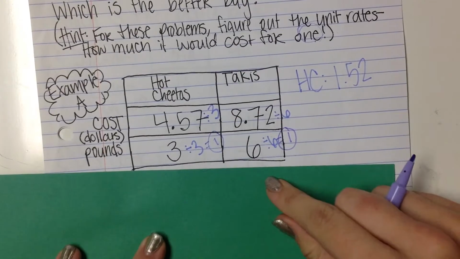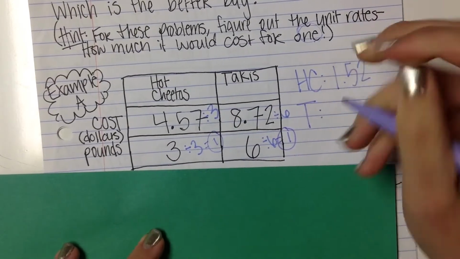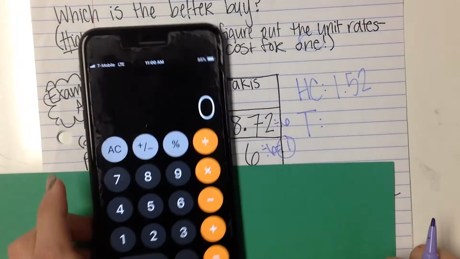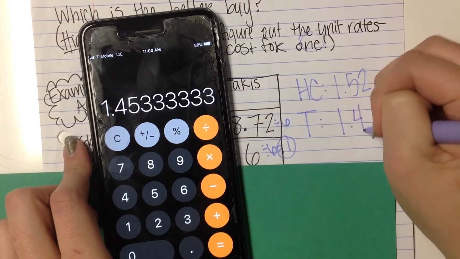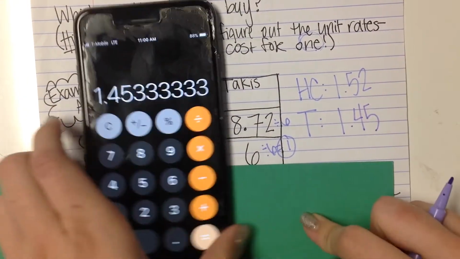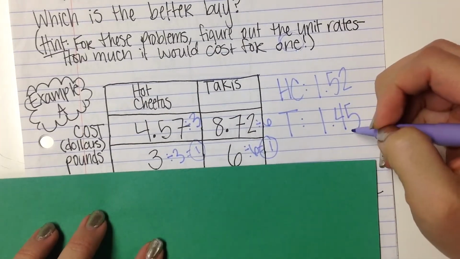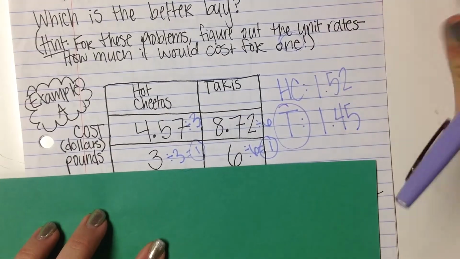And here's the start of my Takis unit rate. For my Takis, we are doing $8.72 divided by 6. And it would be about $1.45. So what is the better deal for 1 pound? Takis.